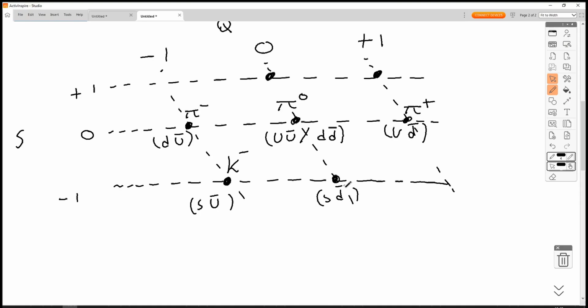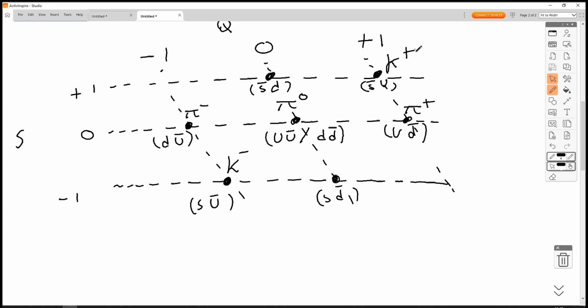At the top here, it's got a strange of +1. So both of these must have an anti-strange quark. So the other quark has to be a quark, not an antiquark. So from anti-strange, to get zero charge, we need a down. And then, for the plus charge, it's an anti-strange and an up. So this one will be a K plus, a positive K-on.